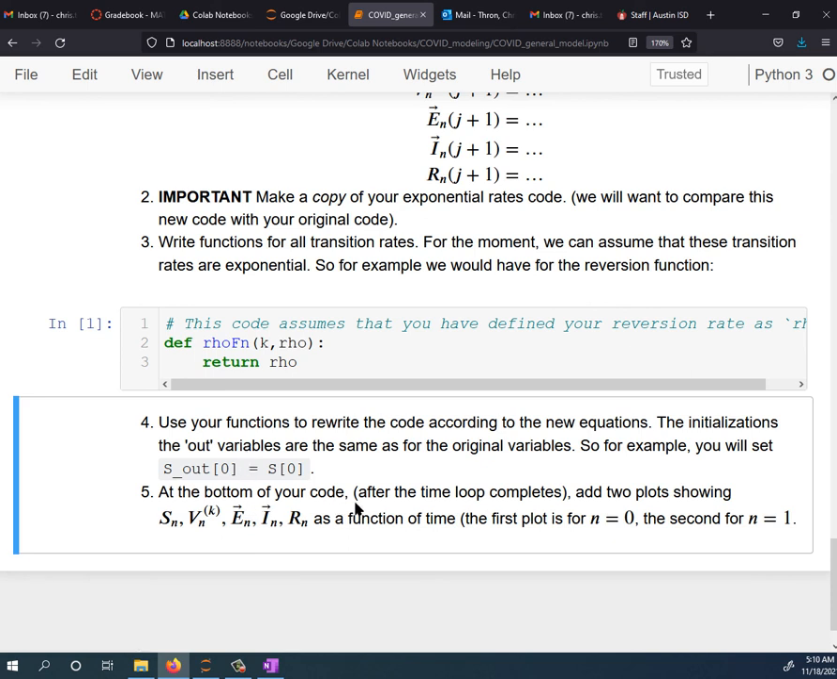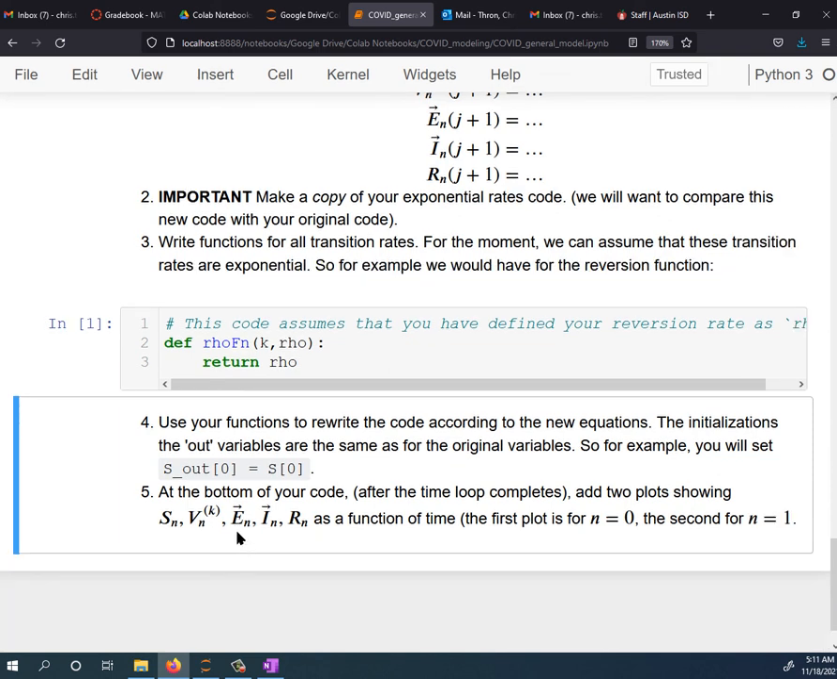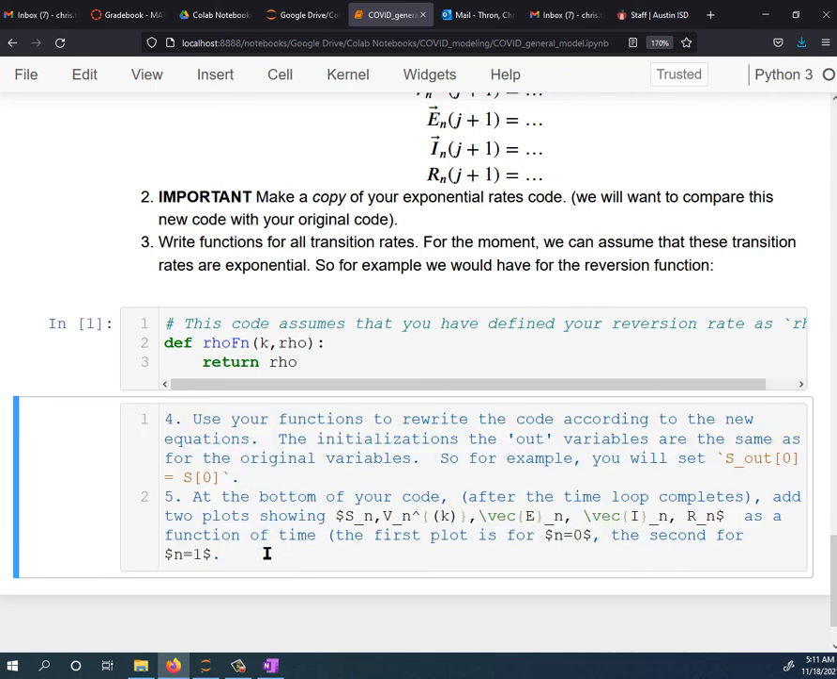Now at the bottom of your code, after the time loop completes, you want to add 2 plots that will show all the compartments as a function of time. You'll make one plot for each subpopulation, the high risk and the low risk, and of course the high risk and the low risk both have alpha and delta variants, and you will need to include those separately. So the En is actually going to be 2 lines, the In is going to be 2 lines. Let me just note that.